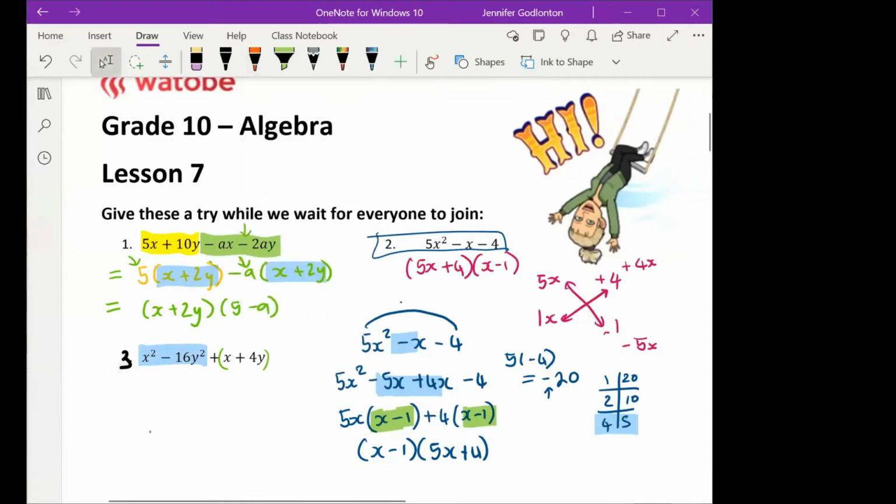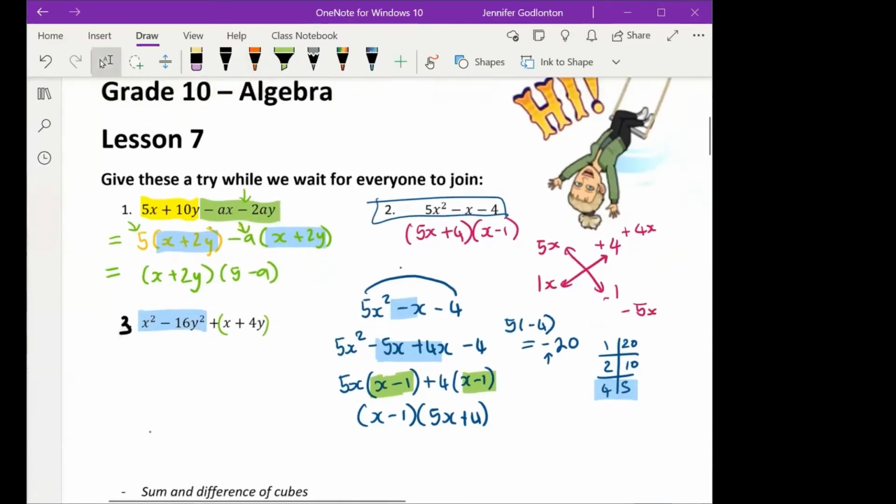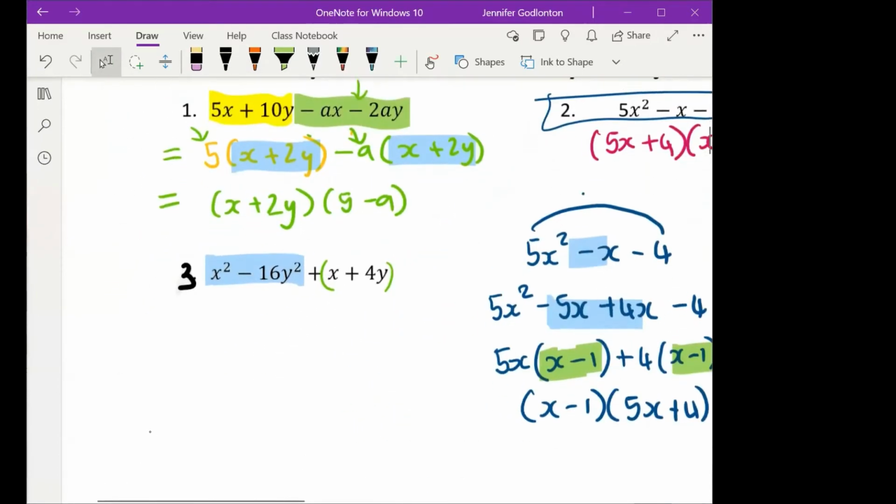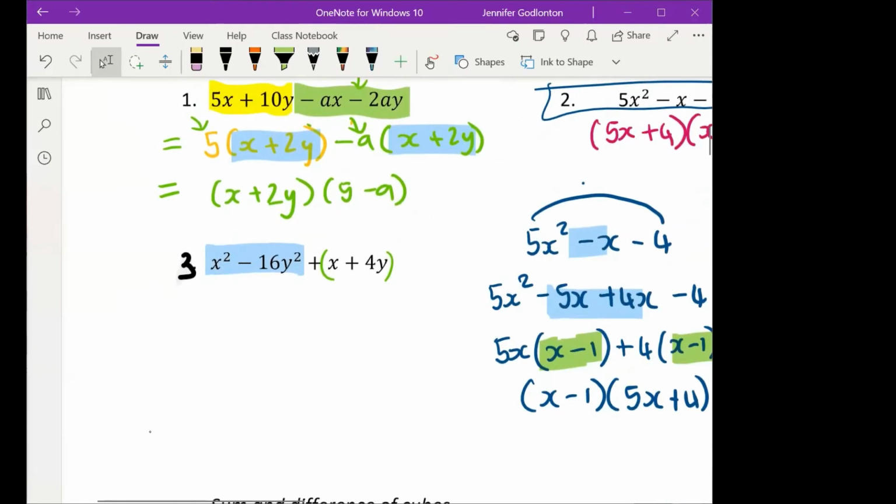So let's see how this goes. Okay, I'm just going to make it a little bit bigger for us. Oh, Tiama, why are you crying, sweetheart? Never be upset in maths.